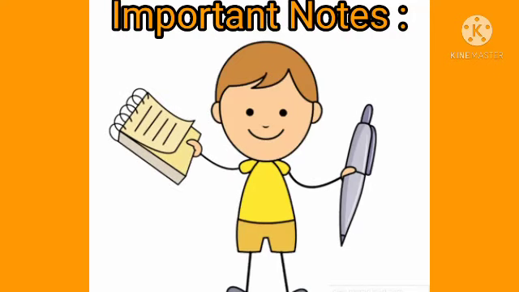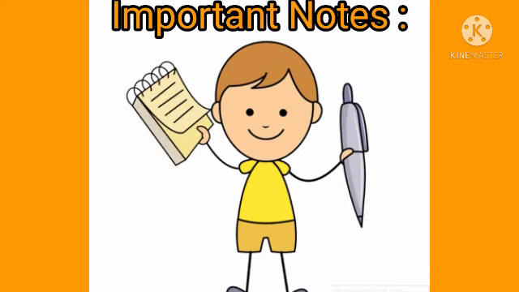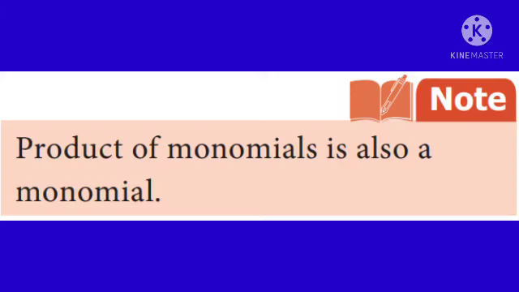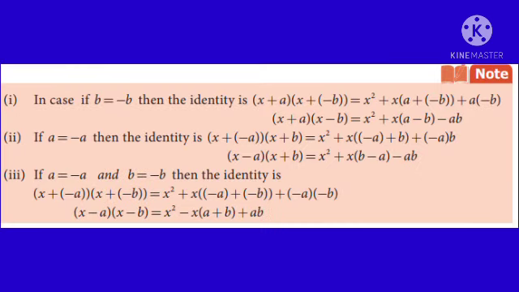Children, now let us see the important notes. Product of monomials is also a monomial. Children, when you substitute a is equal to minus a and b is equal to minus b in the identity x plus a into x plus b, we get x minus a into x minus b is equal to x square minus x into a plus b plus a into b.